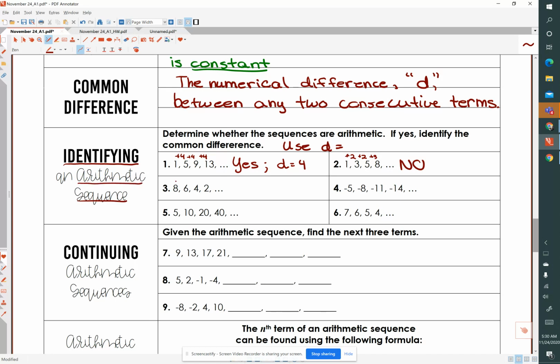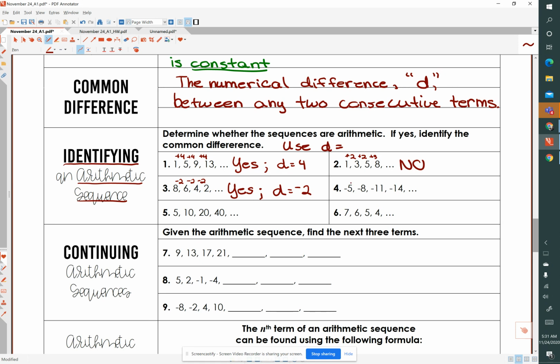So 8 to 6, I subtract 2. 6 to 4, I subtract 2. 4 to 2, I subtract 2. So, is there a common difference? Yes. And what is our D? Well, each time we're subtracting 2. So our D equals minus 2.